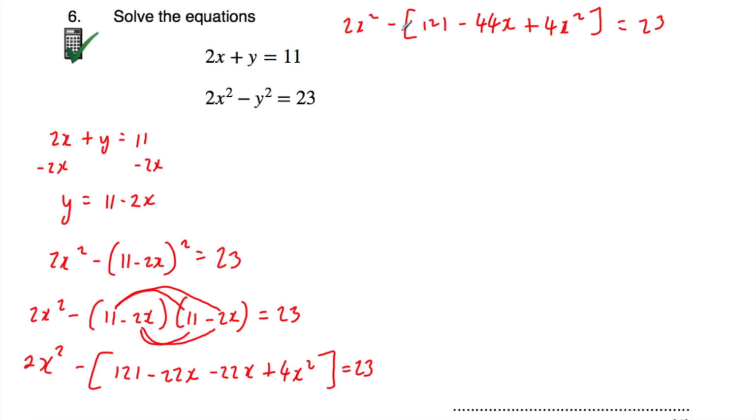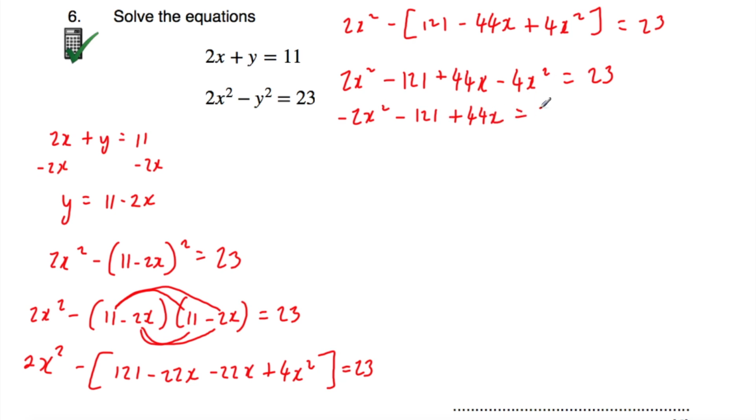Okay, so we've now got 2x squared subtract all of this. So we've got our 2x squared, and then we're subtracting 121, so subtract 121. And then we've got minus 44x, that'll be plus 44x. And then we've got minus 4x squared, so that'll be subtract 4x squared. And that's equal to 23. So you just need to be careful whenever you're subtracting all of this, particularly this negative, that's then going to be adding it on. So if we simplify this, 2x squared subtract 4x squared is going to be minus 2x squared. We've then got our minus 121, and then our plus 44x. So that's simplifying the left-hand side, and that's equal to 23.